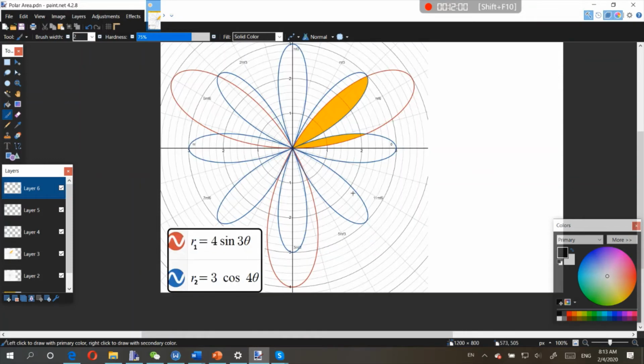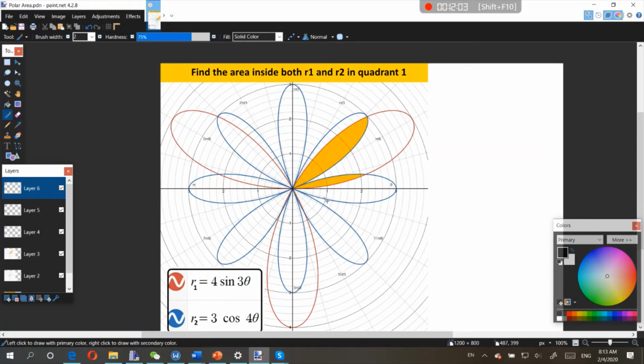Okay. I'm not sure how big this will be on your screen. Can you see what's going on? Yeah, there are many ellipse shapes. Right. So what I've got happening here is two different shapes, really. So I've got R1 is 4 sine 3 theta. So again, that's a rose. Okay, so I've got a rose here. I've actually got another rose here for 3 cosine 4 theta.